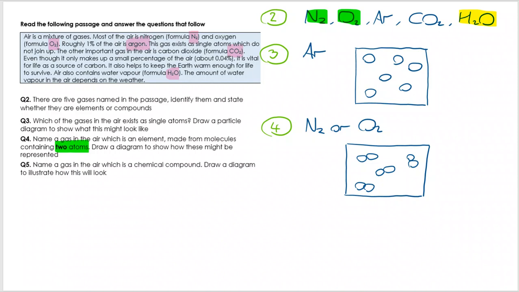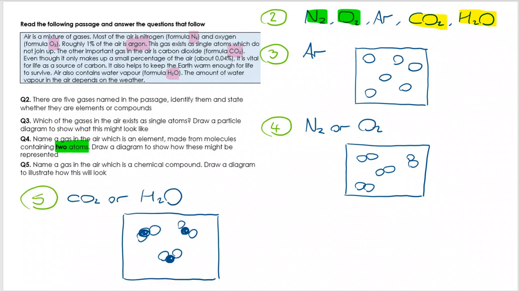And finally, for number 5, a gas in the air, which is a chemical compound. We have 2 to choose from. That's carbon dioxide or water. Now, in each of those, you have 1 central atom with 2 atoms connected to it.